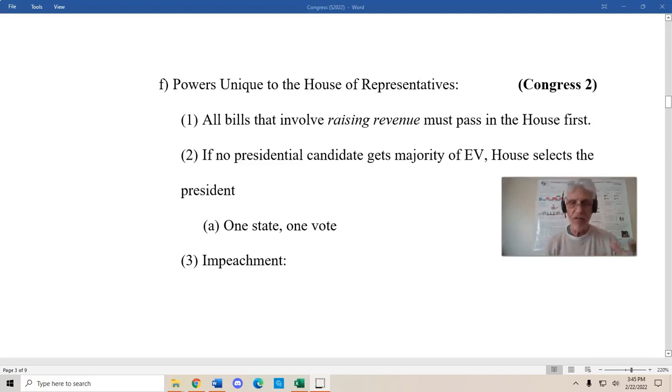In this lecture video, I'm going to talk about three powers that are unique to the House of Representatives. Now, some of them we've discussed already when we talked about the Constitution, but since we talked about it a long time ago, I'm going to go over some of them again just to be clear.